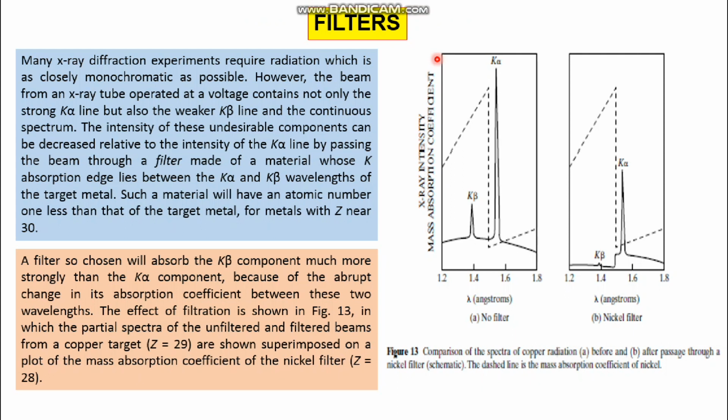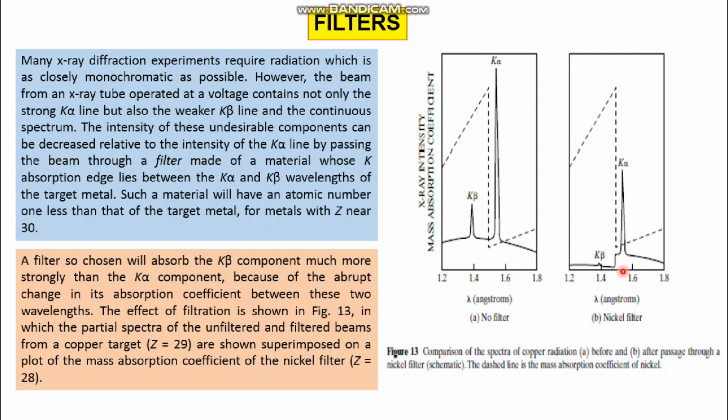The presence of two types of radiations may cause some problems in the diffraction pattern. So, in order to avoid this, we may use some filters so that only a monochromatic source with only one radiation type is obtained. A filter is so chosen that it absorbs all the K beta radiation and allows all the K alpha radiation to pass through it. The effect of filtration is shown here. Before the filter, there are two types of radiations, K alpha and K beta. But applying a filter of nickel, the K beta radiation is absorbed, and only K alpha radiation is obtained.